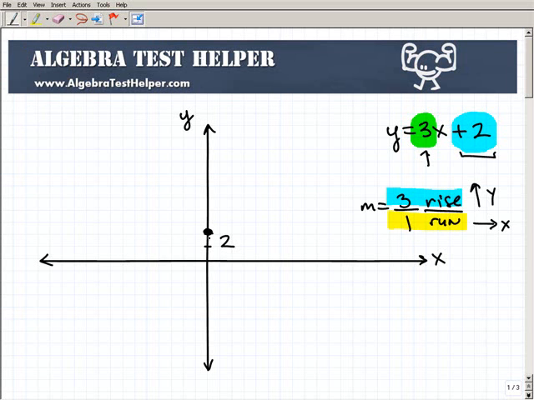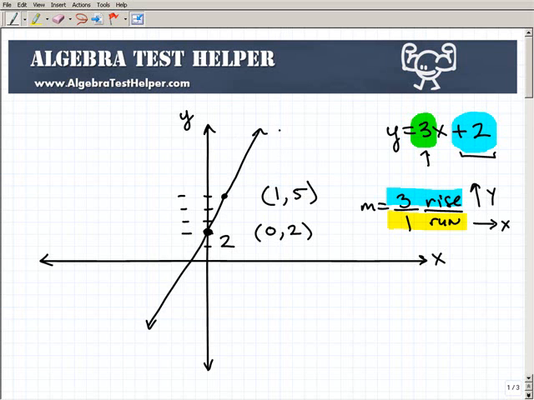So let's go ahead and do that. From 2, I'm going to go up 3, 1, 2, 3, and then over 1. Right there. That puts me at the coordinate 1, 5, because this was 2, 3, 4, 5. So that's the coordinate 1, 5. This first one, our y-intercept, was the coordinate 0, 2. And now I have 2 points that are on this line, and all I need to do is draw a line through those 2 points, and you're done. You have the graph of the line y equals 3x plus 2.